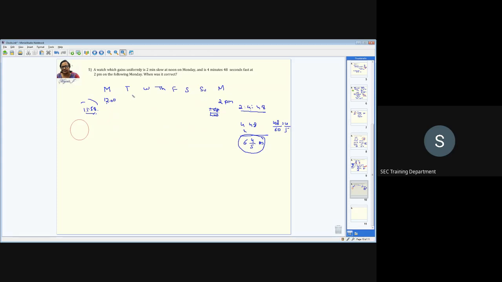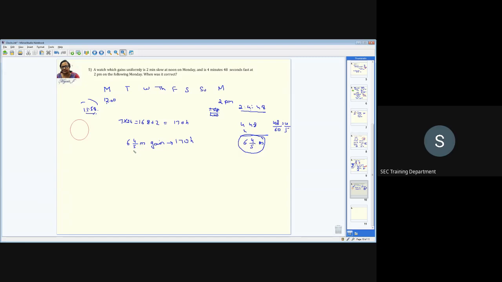What is the duration here? You know that 1 day is 24 hours. So 1, 2, 3, 4, 5, 6, 7. So 7 days duration. So 7 days into 24 gives you 168 hours, right? But it is not exactly 12 o'clock. They said it's 2 p.m. So that means 2 more hours to be added to this. That gives you 170 hours. So the total gain is nothing but 6 and 4 by 5 minutes, gained in 170 hours.